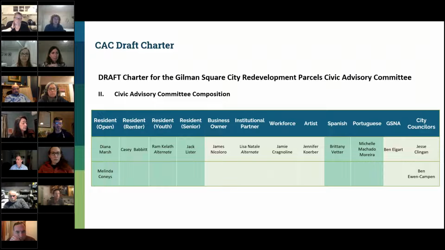We do have a couple people filling in alternate roles. And what that means is, we'll do some engagement to see if we can find folks who want to fill those seats from those particular segments of the community. But if we don't find anyone, we hope that the folks who are sitting in those seats now will continue with us as long as they're able. Next one.